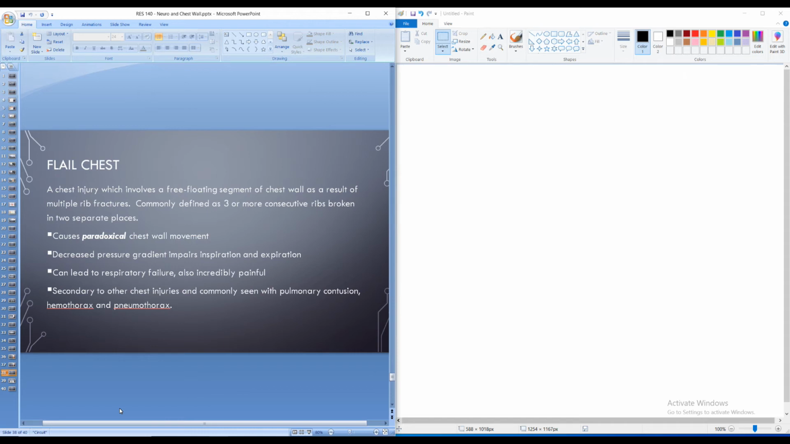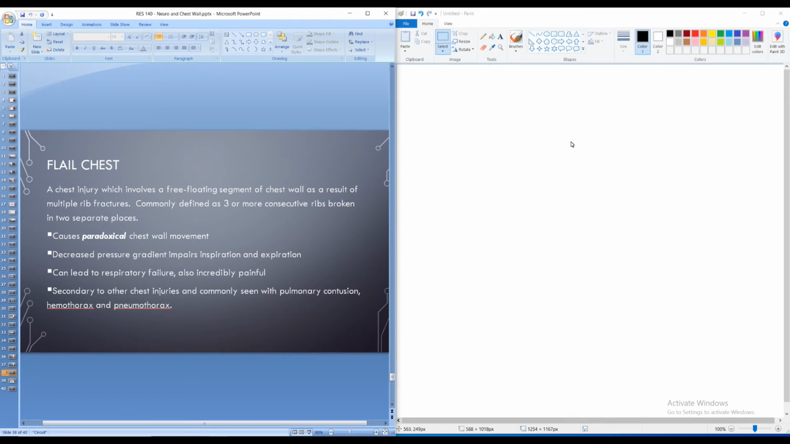So a chest injury that involves a free-floating segment of chest wall as a result of multiple broken ribs. So it's not just a bunch of broken ribs. It's a specific way of breaking these ribs. So commonly defined as 3 or more consecutive ribs broken in 2 separate places. So I'm going to draw that out here in a second. Let's go over what happens.